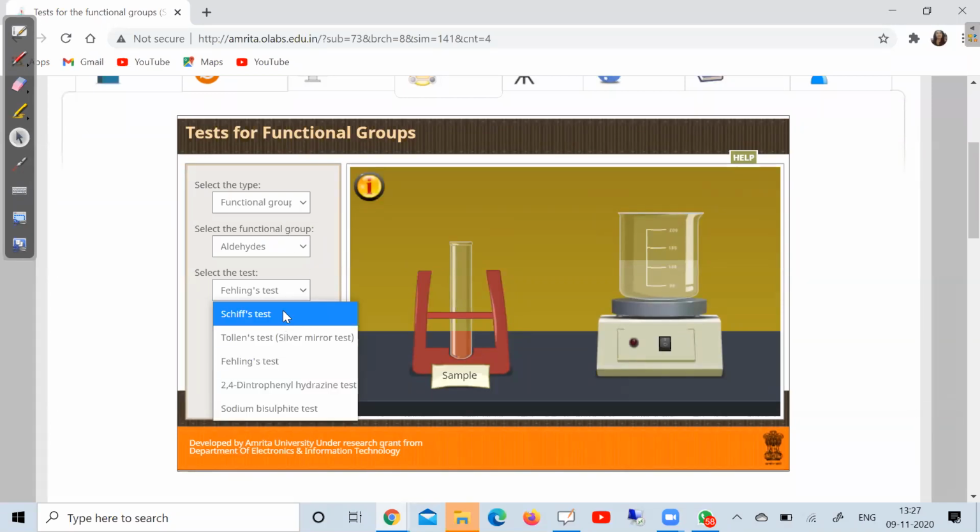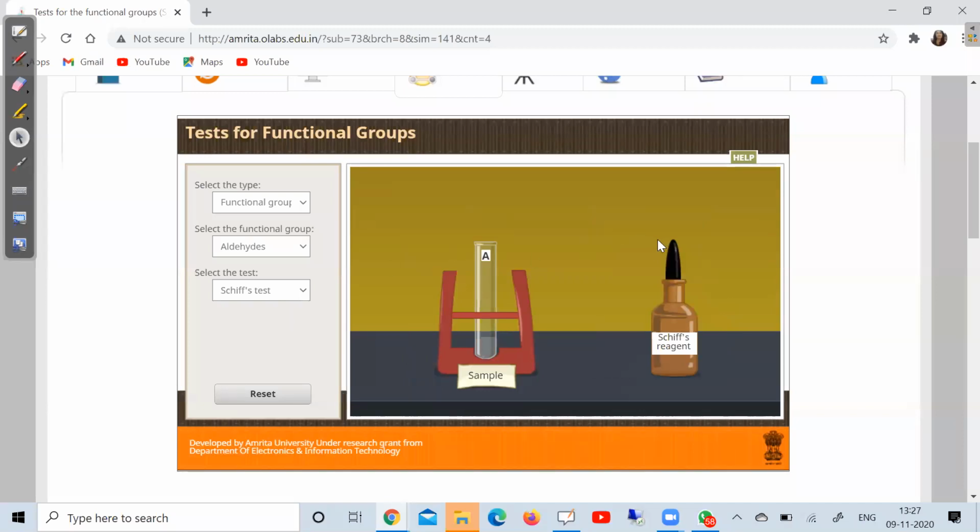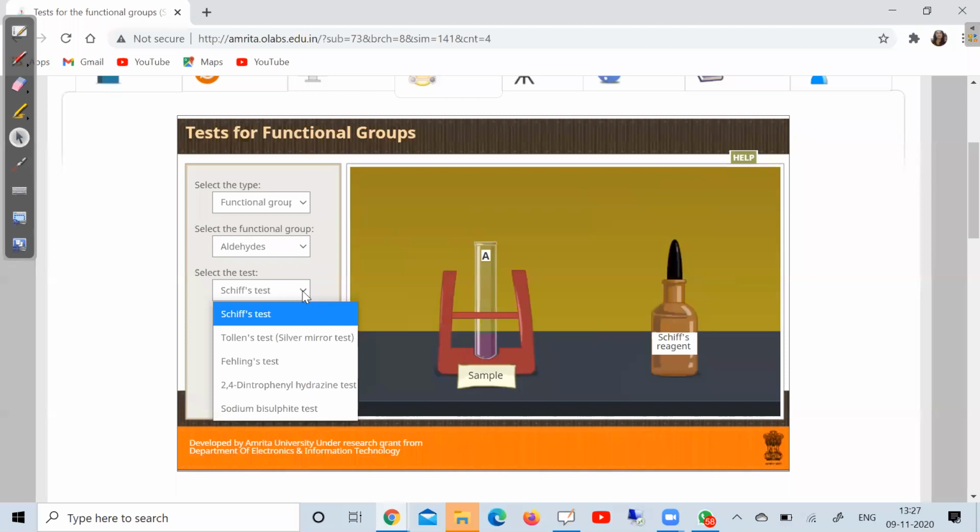So this is the confirmation of this. Even one more test you can do, Schiff's test. What is Schiff's test? In aldehyde, you add Schiff's reagent, you get pink color. Okay, and this test is only for aldehyde. It will not be given for ketone.